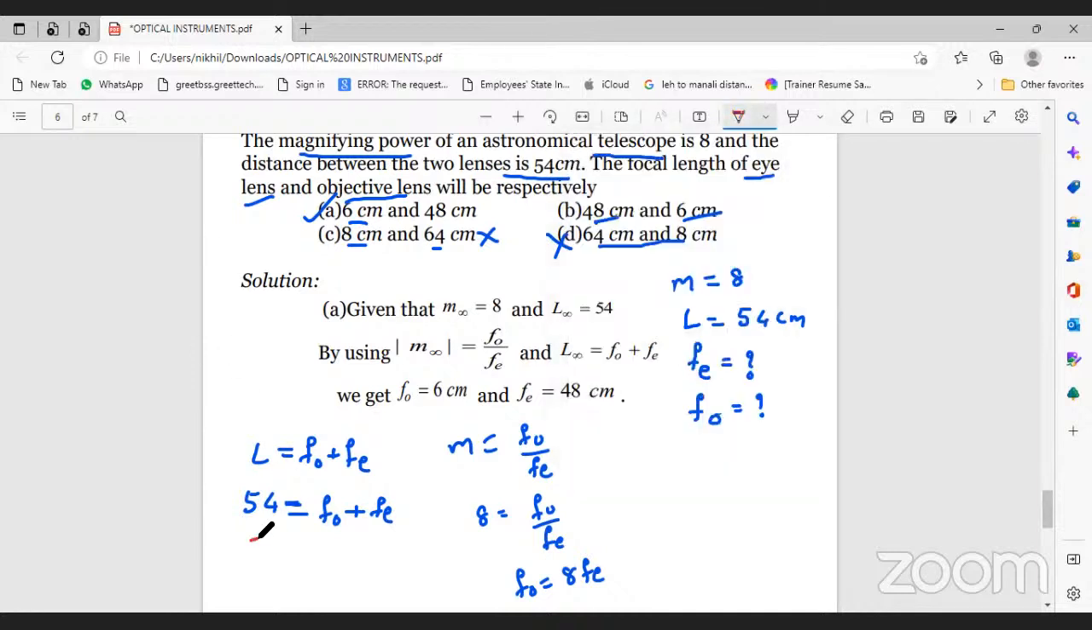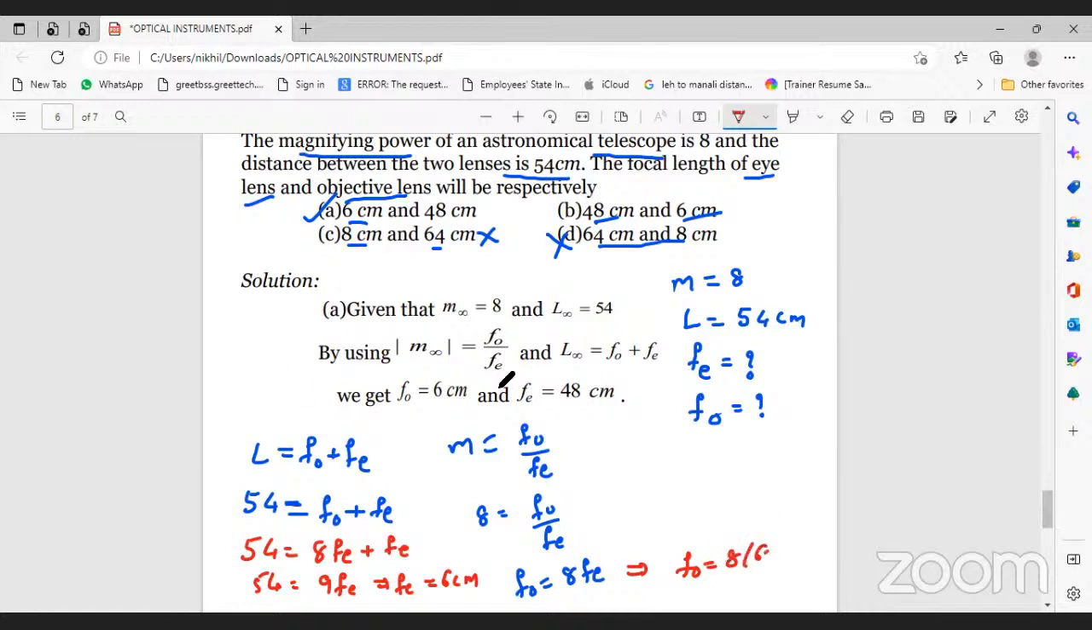So here you can substitute now. 54 equals F naught, which is 8 times Fe plus Fe. So 54 equals 9 times Fe. This implies Fe equals 6 centimeter. So this implies 8 times Fe, no?